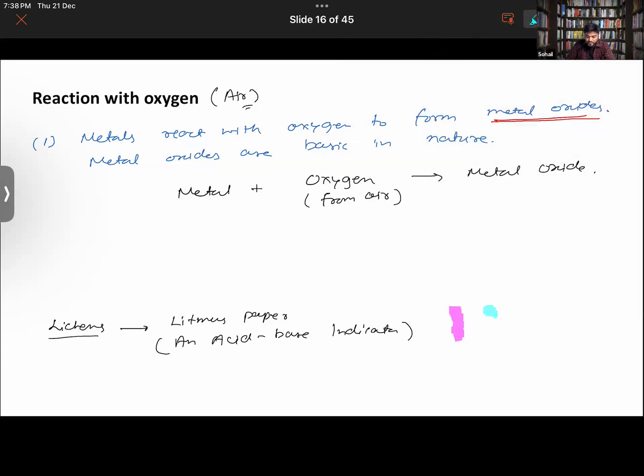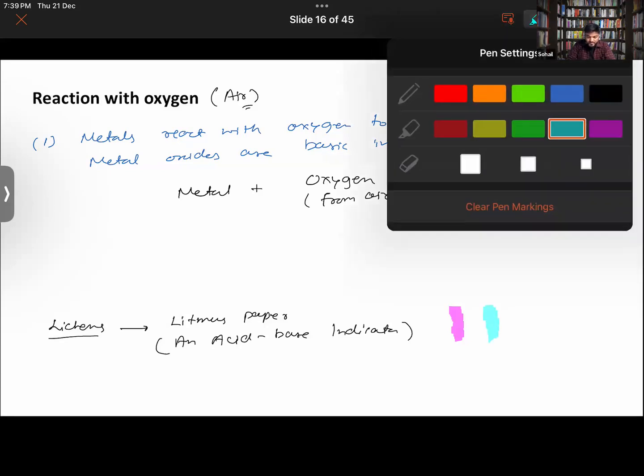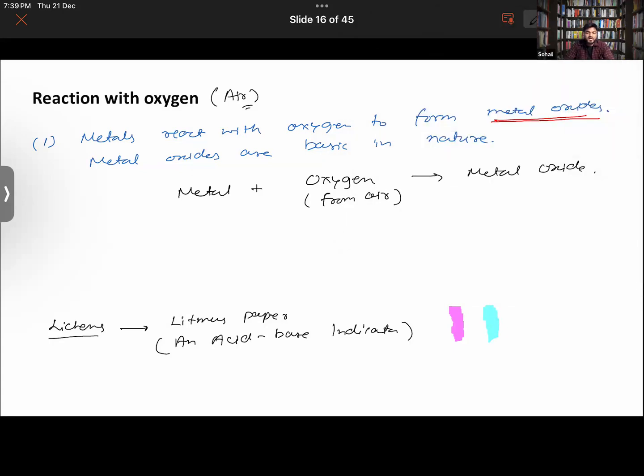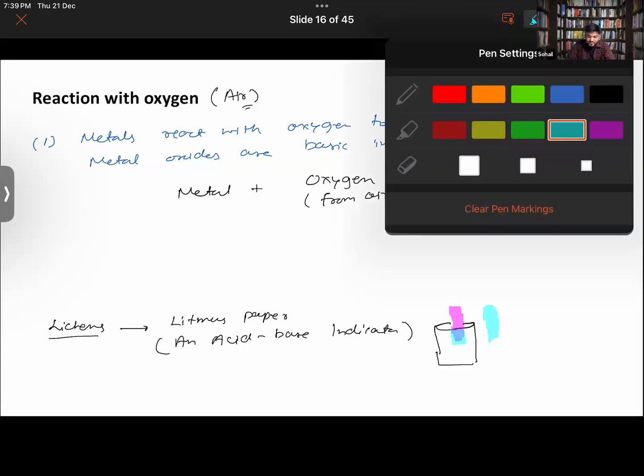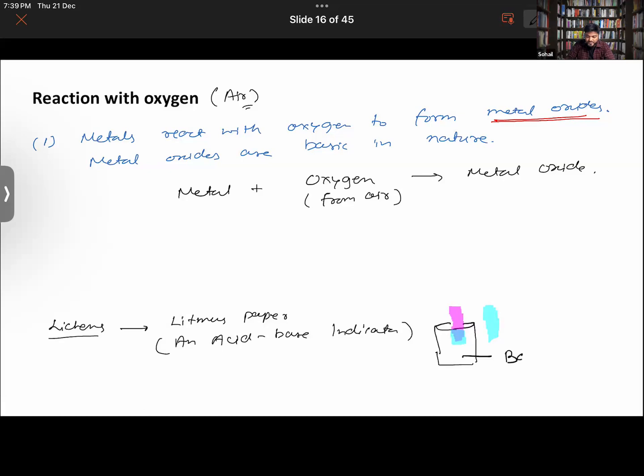If you have a red litmus paper and you dip it into a basic solution, its color changes to blue. This means that this is a basic substance in nature.